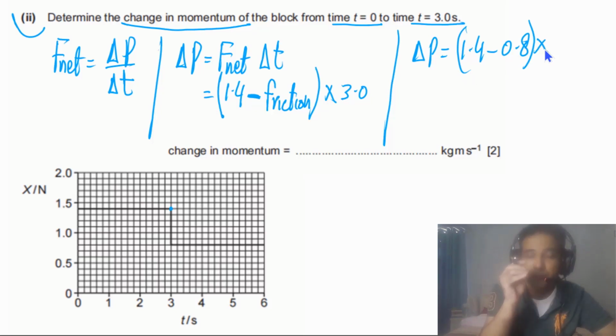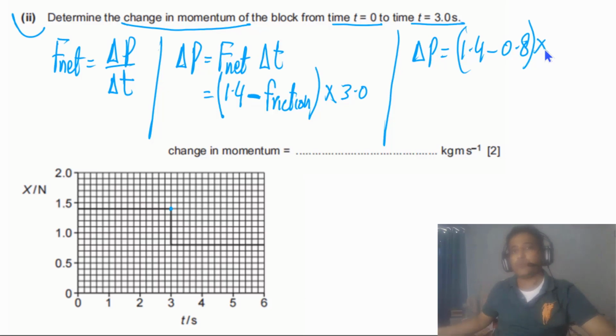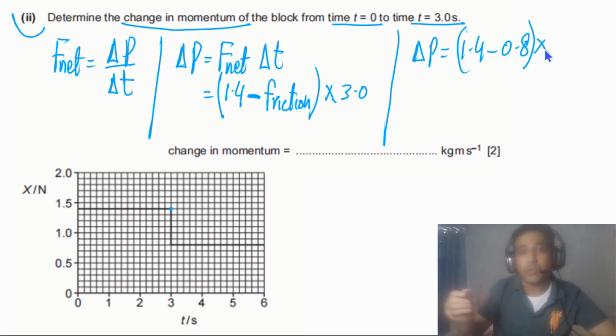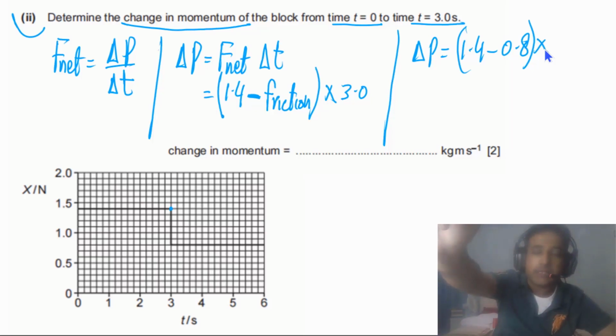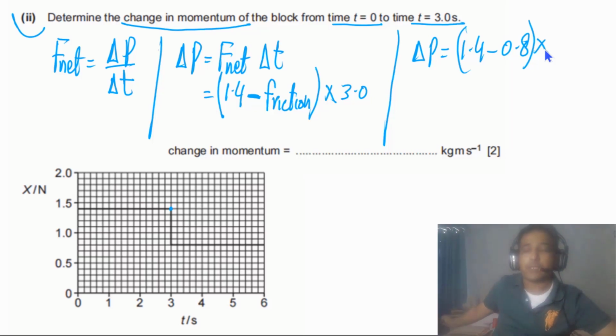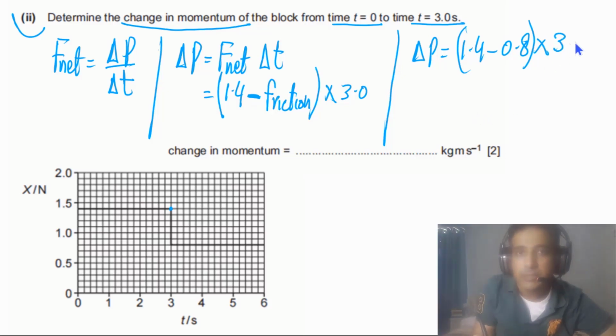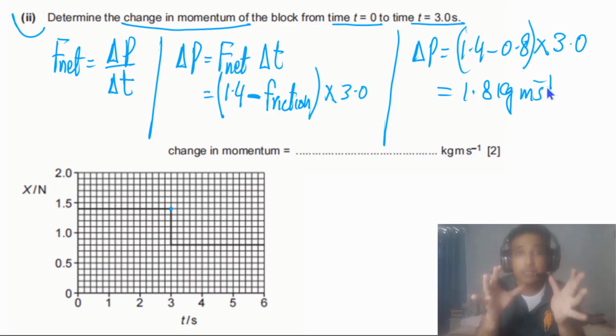The beauty of this one is, if you throw something like this, change in momentum will be small, but if you throw something like this, change in momentum will be greater, because you apply the same net force for a longer time, so change in momentum will be greater. Time is given to us, that is equal to 3 seconds. So if we multiply, we will get 1.8 kg m/s. The beauty of physics, physics in action.